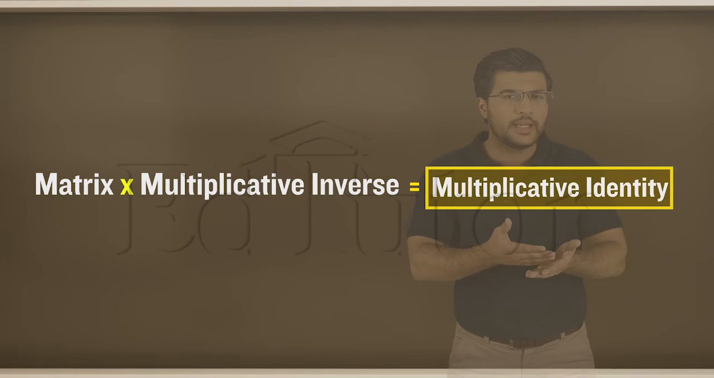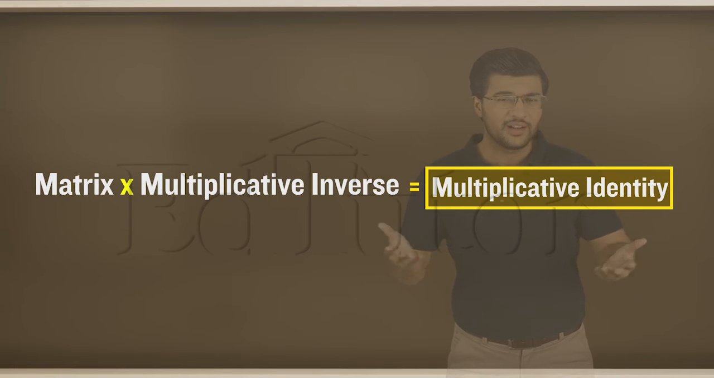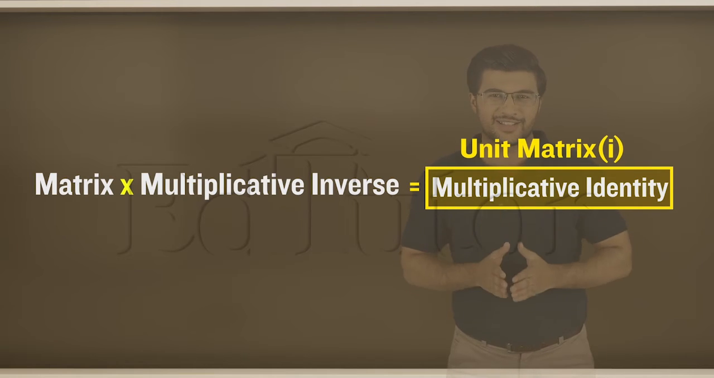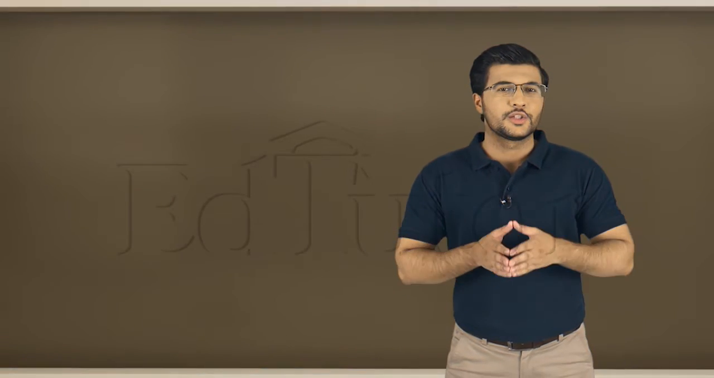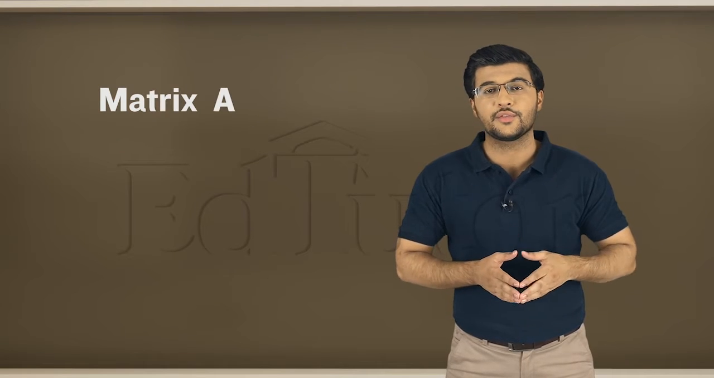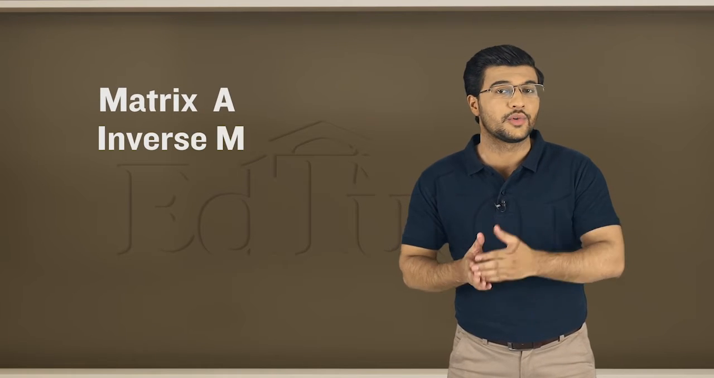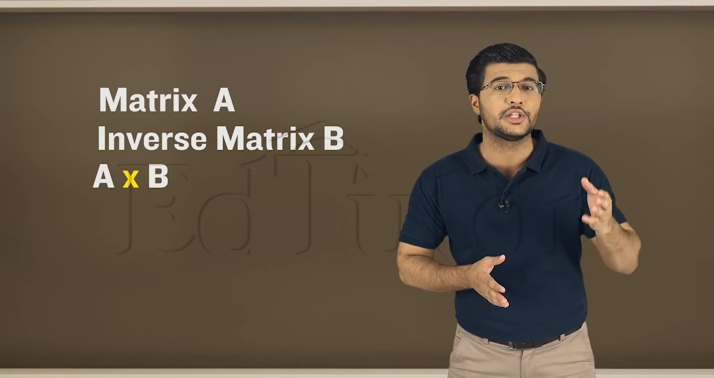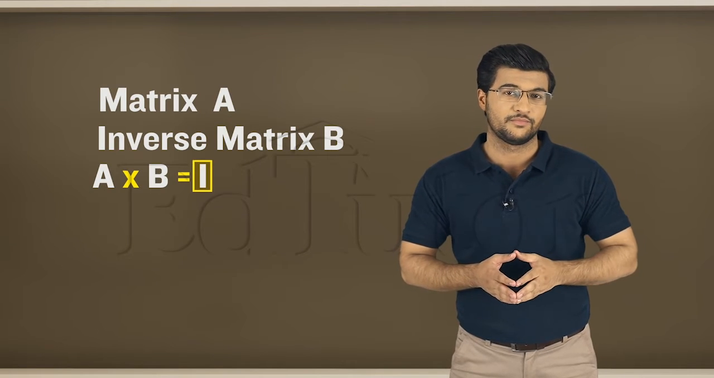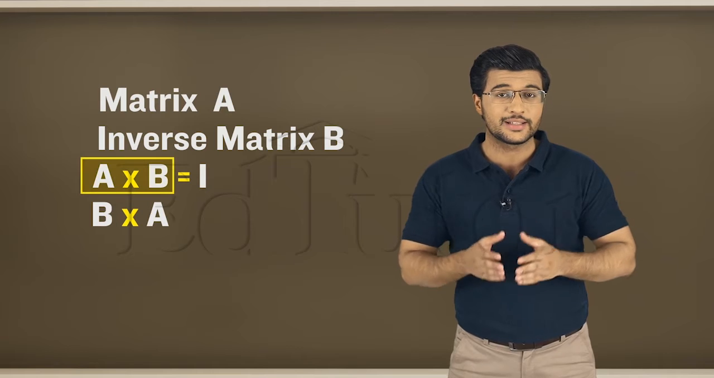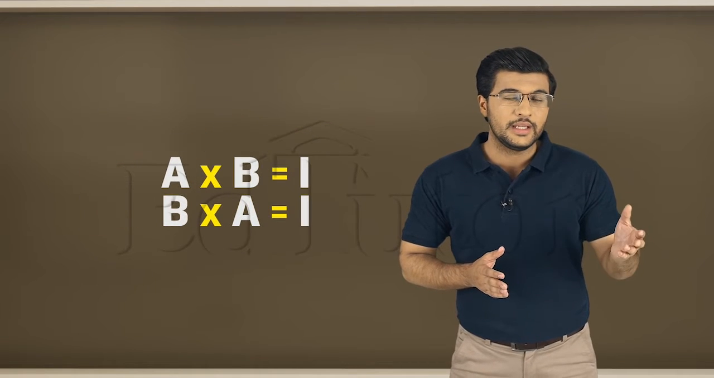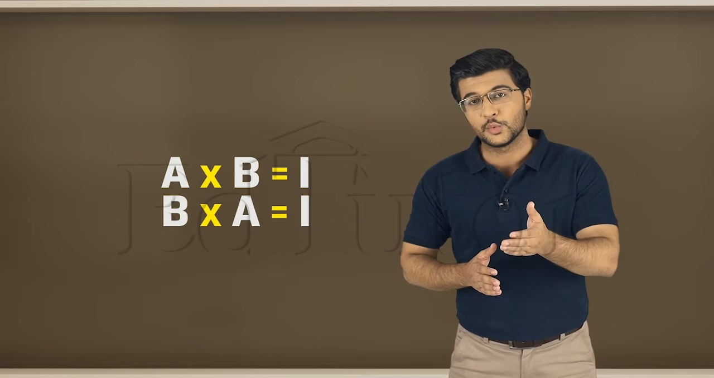Doesn't this multiplicative identity ring a bell? You guessed it. It's a unit matrix which we talked about in our previous lessons. So generally, if we have a matrix A and its inverse matrix B, their multiplication will result in a unit matrix I, either multiplied like this or this. AB equals BA equals I.